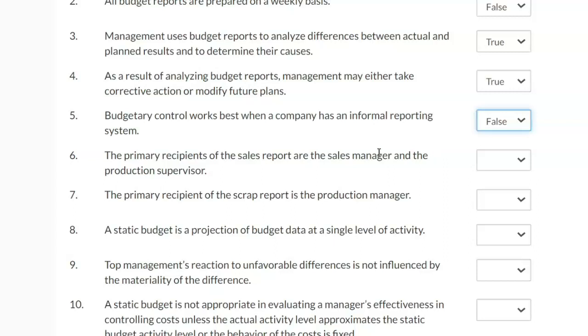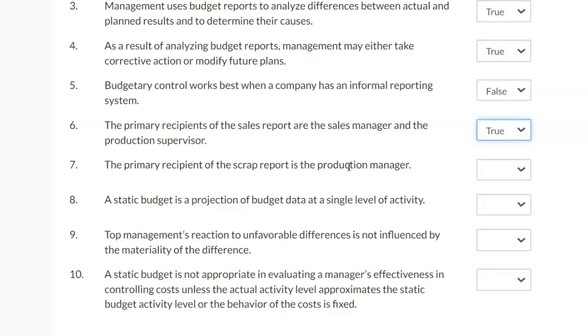The primary recipients of the sales report are the sales manager and the production supervisor. Not sure about the production supervisor. Okay, false. The primary recipient is the sales manager. That I understand because I'm a sales manager. The production supervisor is a cost center, right?